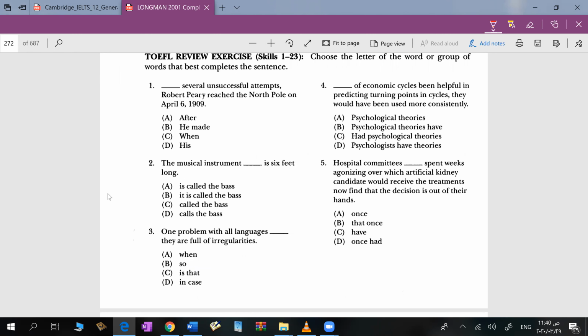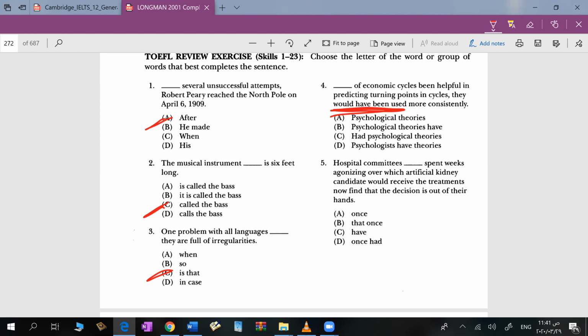Several unsuccessful attempts, comma, Robert Burley reached. After. Okay, thank you. Number 2, the musical instrument is 6 feet long. C. Called the bass. One problem with all languages, they are all full of, or they are full of irregularities. C, is that. Of economic cycles been helpful in predicting? They would have been. Yeah. Third conditional. D.